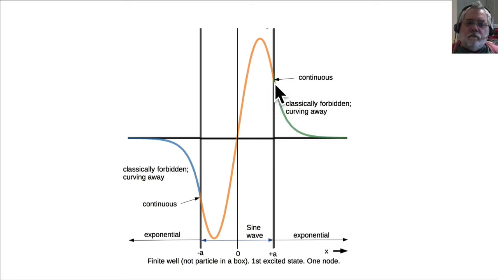Now notice that the wave function is continuous at these walls, continuous here and continuous here, and also that the slope is continuous. The slope to the left of this wall is equal to the slope to the right of this wall. This wall is a finite wall, a finite step, and so the spatial derivative, the slope, must be continuous across it, and it is there and there.